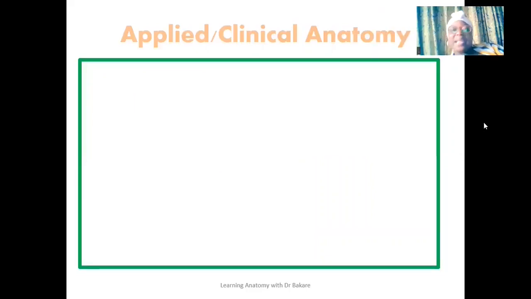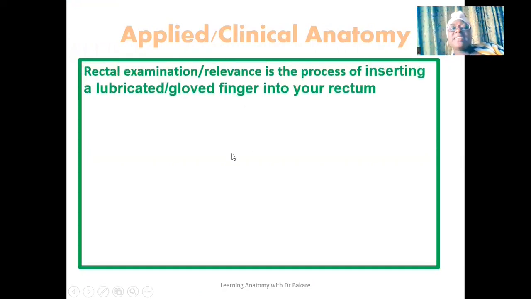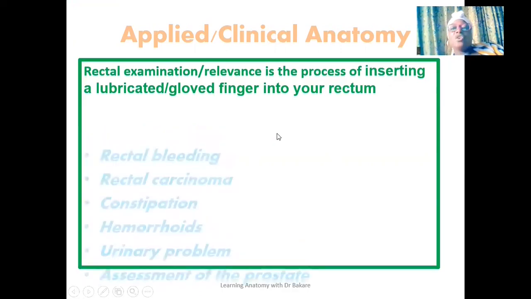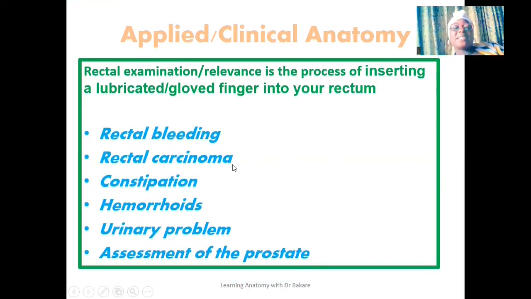So going to the applied or clinical anatomy, we have the rectal examination. The rectal examination is a process of inserting a lubricated, gloved finger into the rectum, lubricated to allow for easy access and gloved for protection. And this is done where we have rectal bleeding, rectal carcinoma, constipation, or hemorrhoids. Urinary problems can also call for this examination, and when there is a need for us to assess the prostate, maybe to check for tumor or cancer.